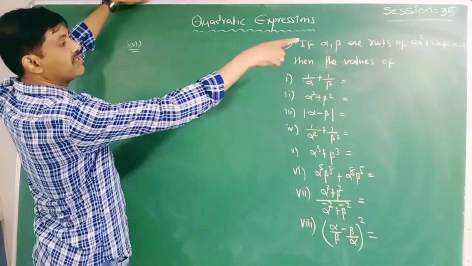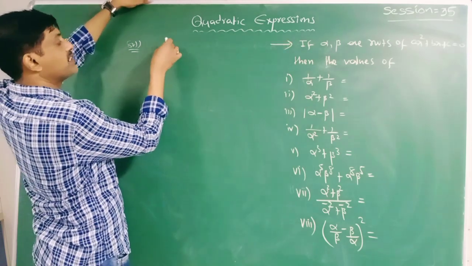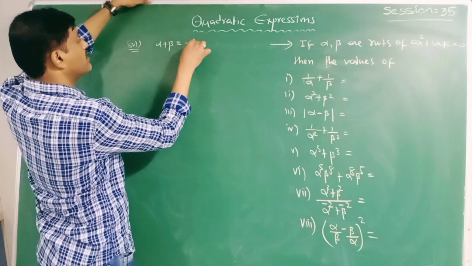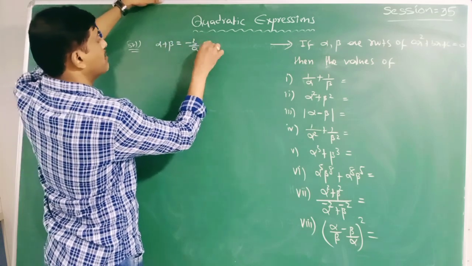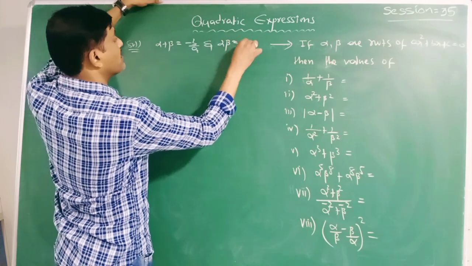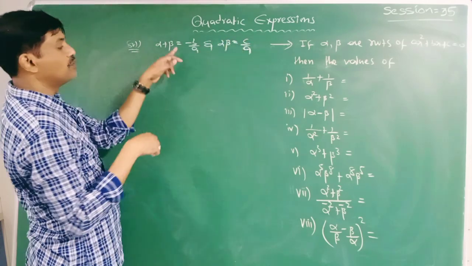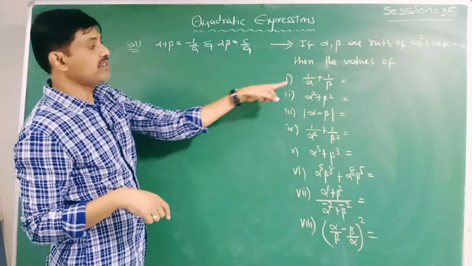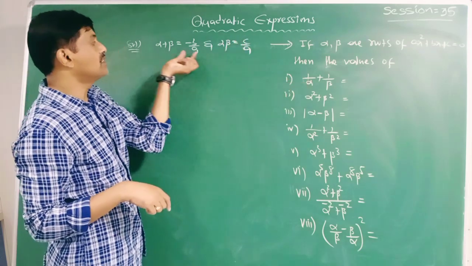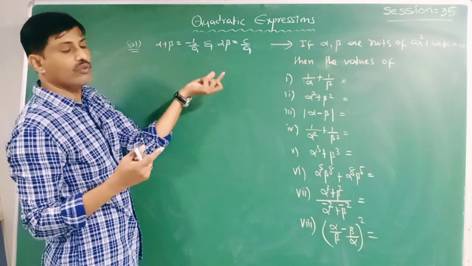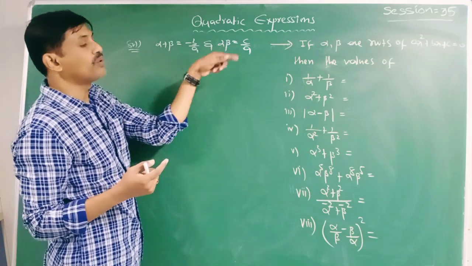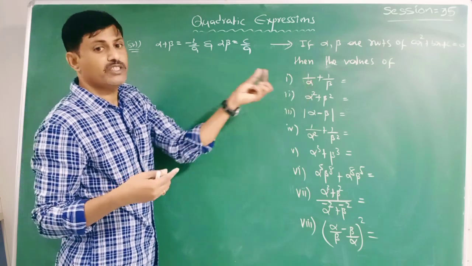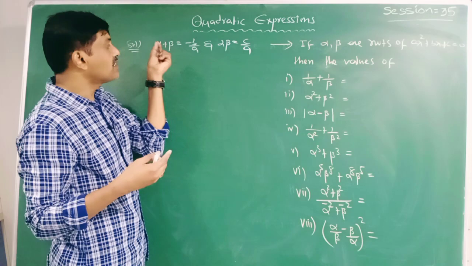If alpha, beta are roots of ax square plus bx plus c is equal to 0, therefore alpha plus beta is equal to, you know very well, minus b by a, and alpha beta is equal to c by a. Sum of the roots minus b by a, product of the roots c by a. Now whatever expression is given, we have to convert it into sum and product, because you know only the sum of the roots and the product of the roots.